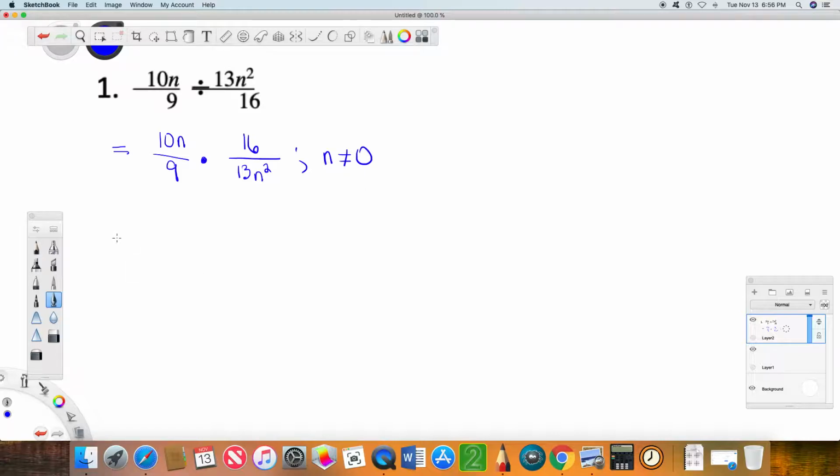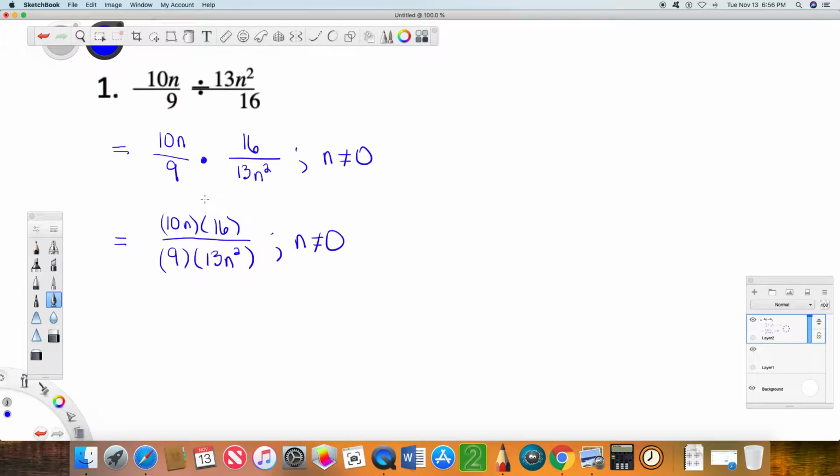All right. So now we treat it like we did in the previous homework. We've got two rational expressions to multiply together. We're going to write it as a single fraction. We have 10n times 16, and in the denominator, 9 times 13n squared. So, and of course, our restriction comes along with each step. N cannot be 0.